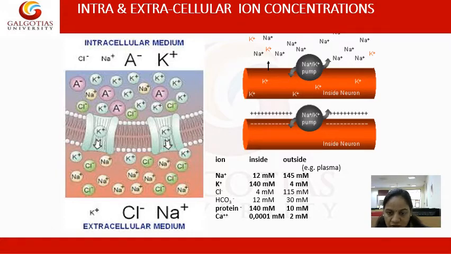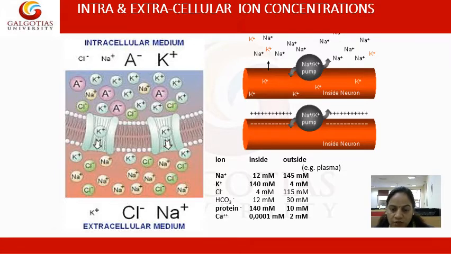In the plasma, generally it is found. This is the concentration of ions found in the intracellular and extracellular compositions. So sodium ion inside is 12 mM and outside is 145 mM in the plasma. Potassium 140 mM inside, and outside it is 4 mM. Chloride, this is 4 mM inside and 115 mM outside. Bicarbonate 12 mM inside and 30 mM outside. Protein 140 mM inside and 10 mM outside.